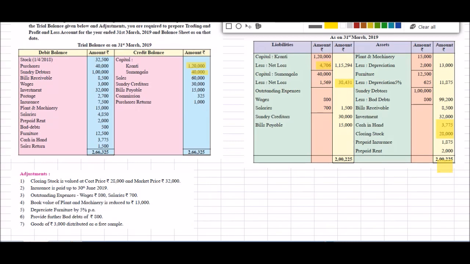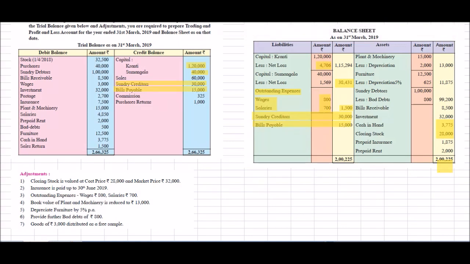Next is outstanding expenses of wages and salaries, it has been given in the adjustment. So we have taken it directly in the balance sheet. 800 rupees plus 700 rupees, it is 1,500 rupees, and the sundry creditors amount is coming on the liability side, that is 30,000 rupees. Sundry creditors amount is 30,000 rupees, and bills payable is 15,000 rupees. So I'm taking it here, 15,000 rupees on the liability side.